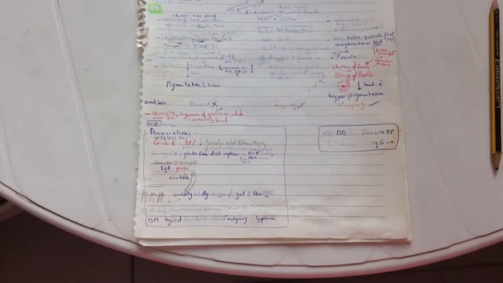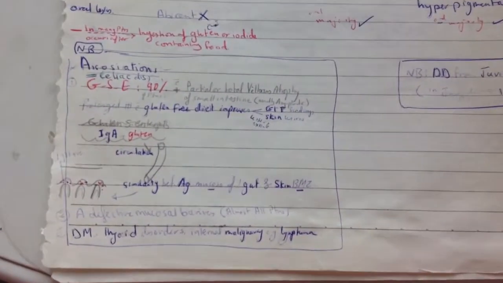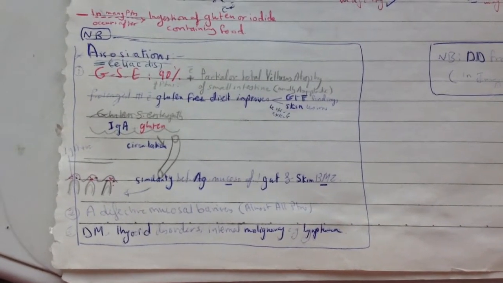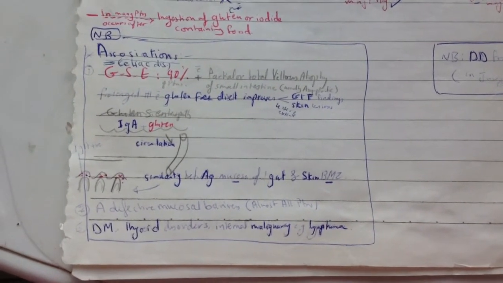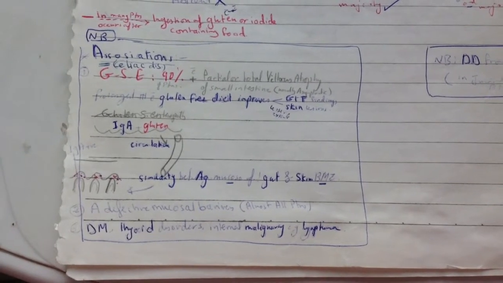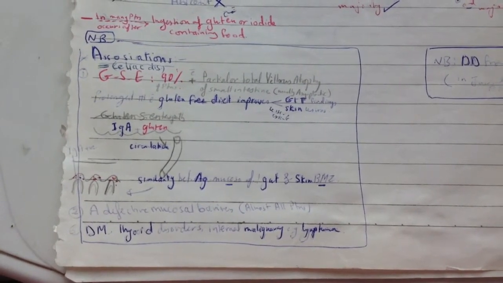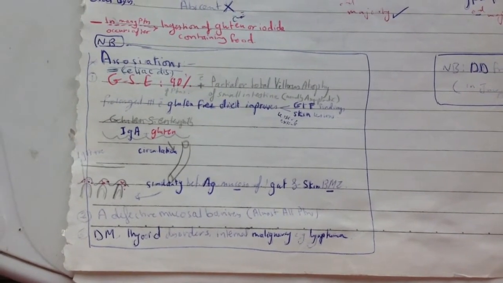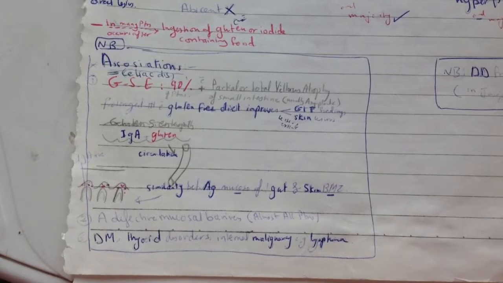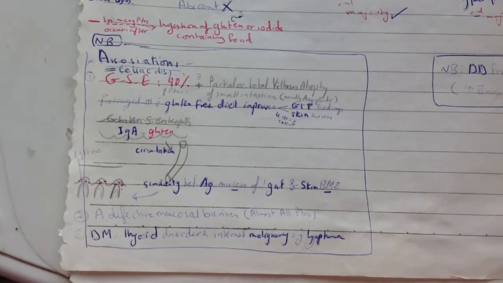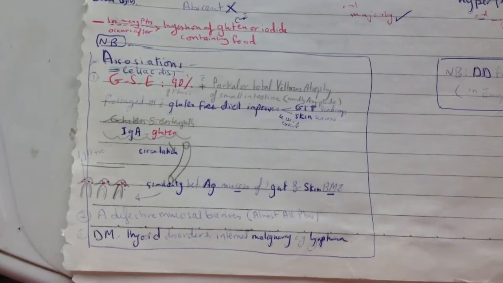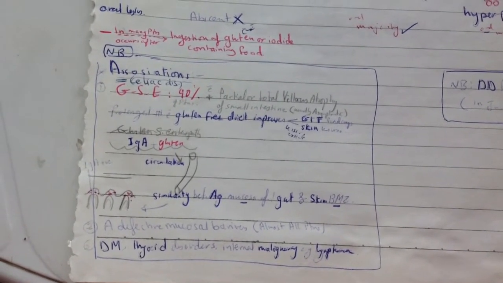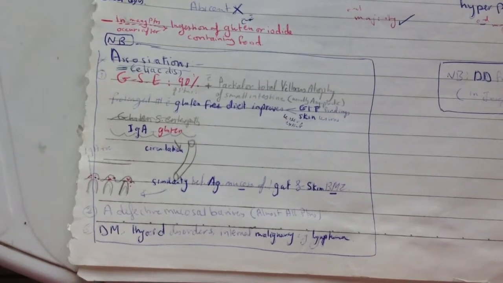There are associations with DH, which are gluten-sensitive enteropathy, celiac disease, in 90%. There is partial or total villous atrophy of the small intestine, usually asymptomatic. Prolonged treatment with a gluten-free diet improves both GIT symptoms and, to a lesser extent, the skin lesions. There is immunoglobulin A against gluten that goes to the circulation, which has similarity between antigen, mucosa of the gut, and skin basement membrane zone.